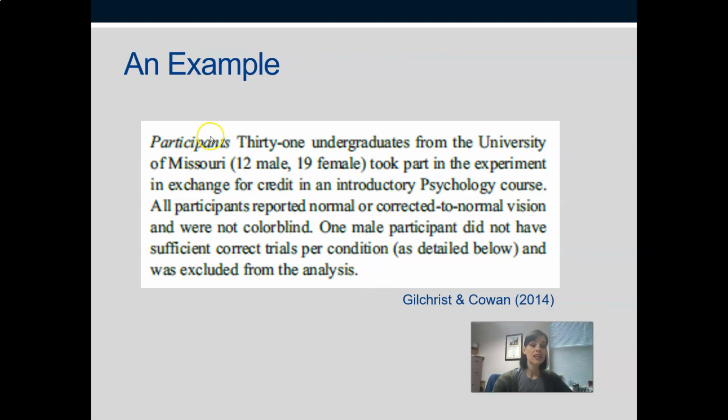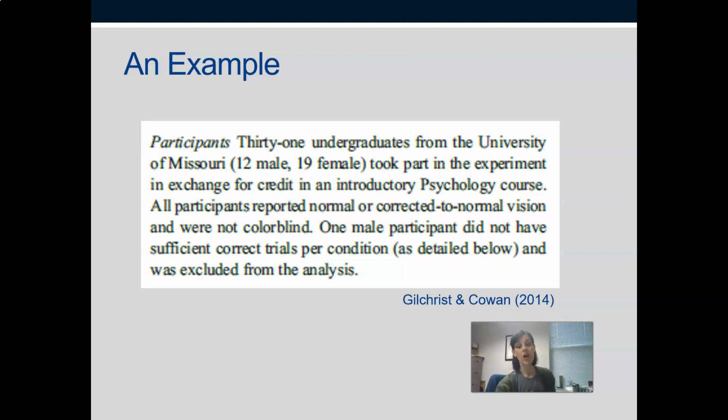You see here 31 undergraduates from the University of Missouri, 12 male, 19 female, took part in the experiment in exchange for credit in an introductory psychology course. So this is another thing we'll mention, that they participated for extra credit. All participants reported normal or corrected to normal vision and were not colorblind. This is also potentially going to be very important here.